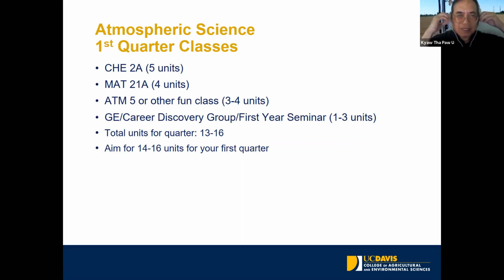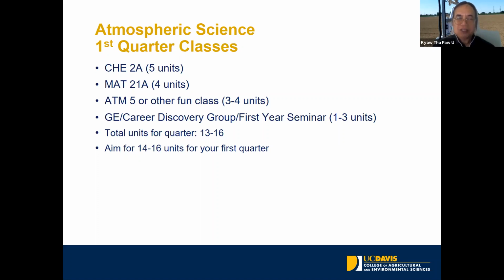So we have some required courses for the ATM major. Chemistry is really important because of things like global climate change and atmospheric chemistry, air pollution. So it's good to have some chemistry background. And then we have math. Math is a very important concept within atmospheric science. So Math 21A is a calculus, the first calculus course to take.